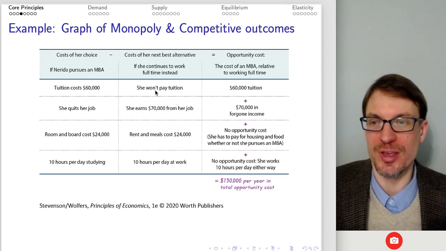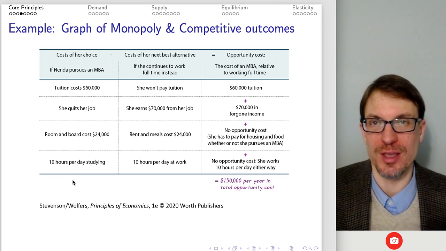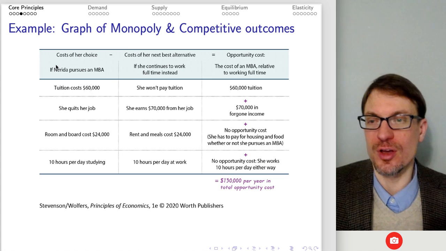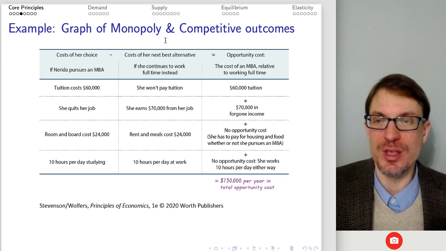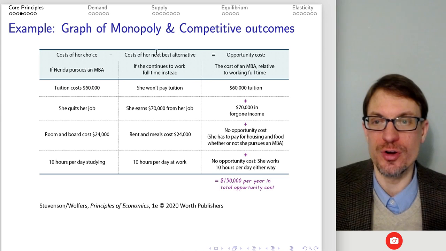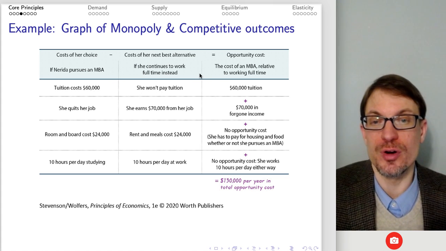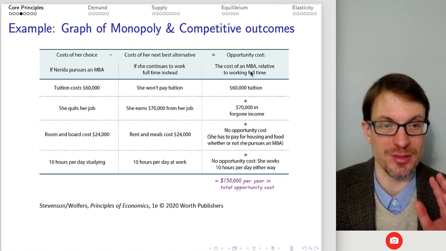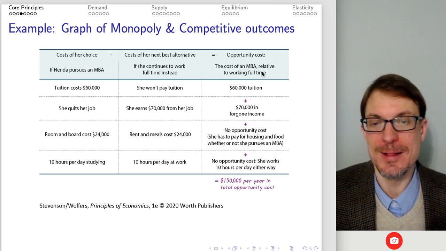So anyway, there is this graph from the slides and from the text, and I want to call attention to a couple things here. Remember, we had this character choosing whether to pursue an MBA or to continue working full time. We listed the costs of the choice associated with pursuing the MBA. Then we listed the cost of the next best alternative if they continue to work full-time instead. Now notice the way that we framed this is we're identifying the opportunity cost of pursuing the MBA, right?